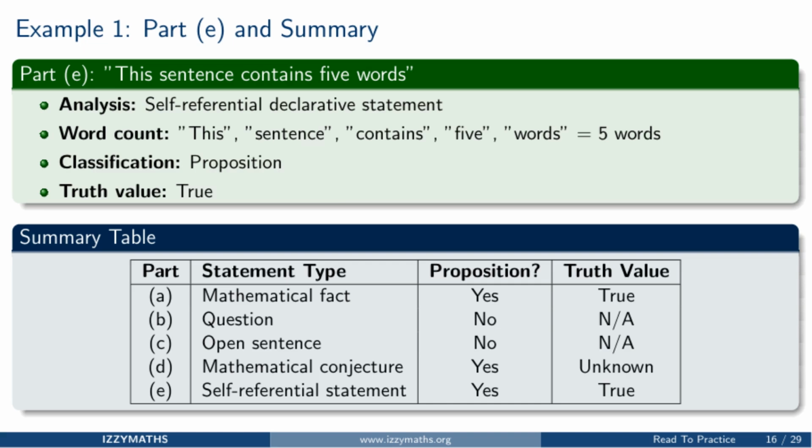Our summary table shows Part A was a mathematical fact and a proposition with truth value true. Part B was a question and not a proposition. Part C was an open sentence and not a proposition. Part D was a mathematical conjecture and a proposition with unknown truth value. And Part E was a self-referential statement and a proposition with truth value true.